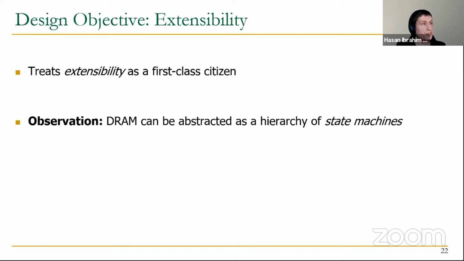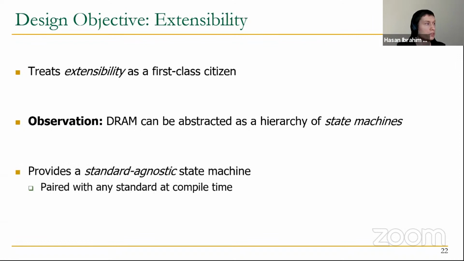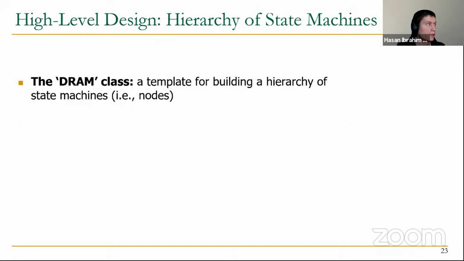So the observation is that DRAM can be abstracted as a hierarchy of state machines. And this is the key observation that this simulator is built on. Ramulator provides a standard-agnostic state machine, which can be paired with any standard at compile time. Okay, so let's look at some of the classes that we implement in the source code. There's a DRAM class, which is a template for building a hierarchy of state machines.